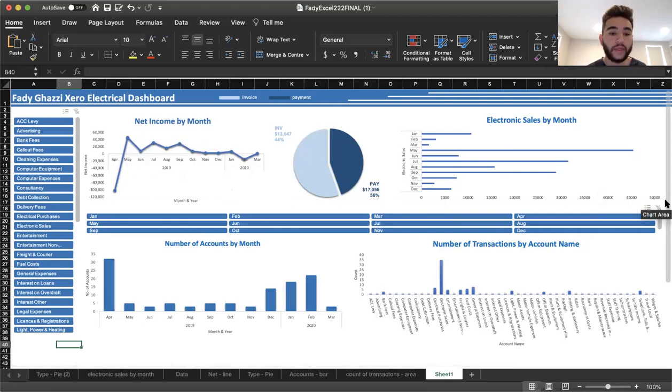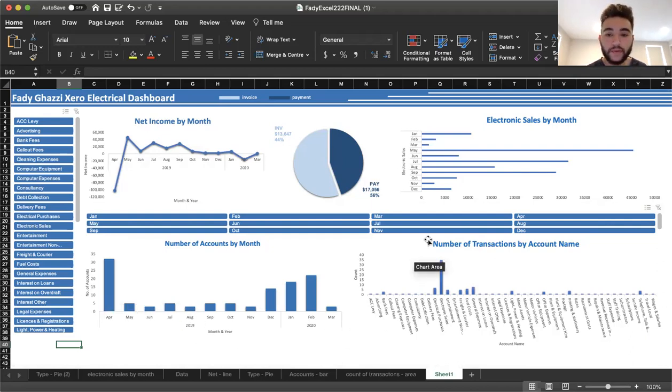And on the bottom left, we've got a column chart showing the number of accounts involved in transactions by month. And as you can see, April is the highest here with 32,000.